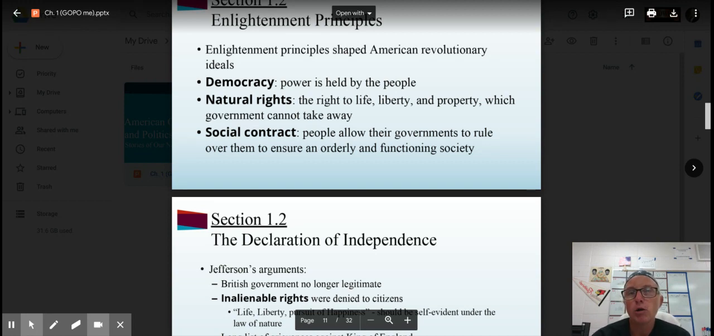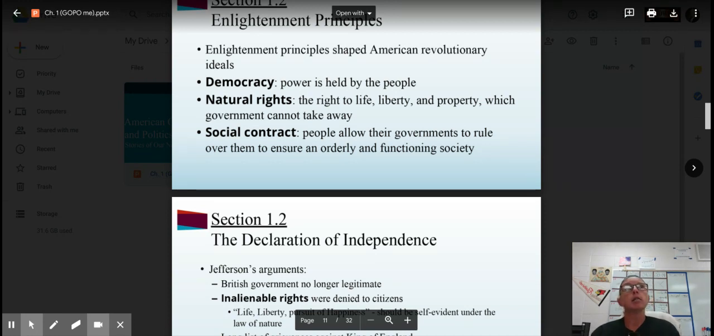Natural rights are three natural rights that we got the idea from the Enlightenment thinker John Locke: our right to life, liberty, and property. We have those. The government cannot take those away from us, and not only that, other people can't take those away from us. And it's the government's job to protect our rights to those.